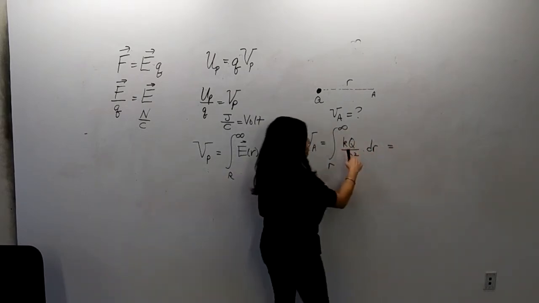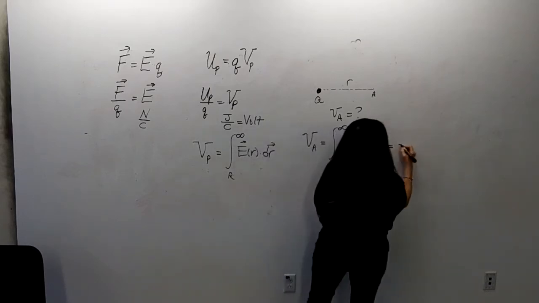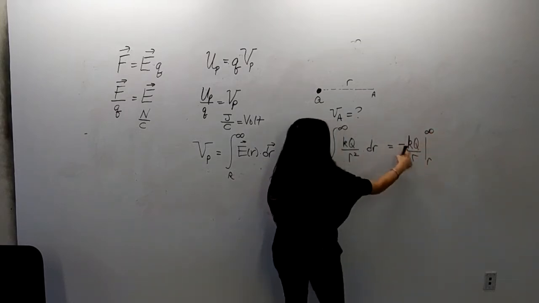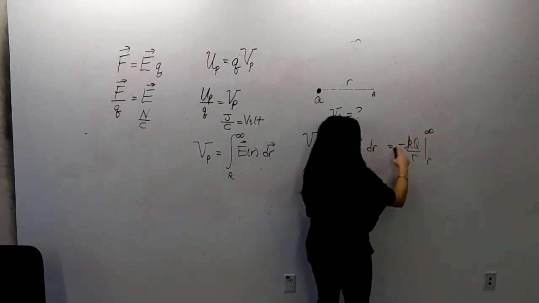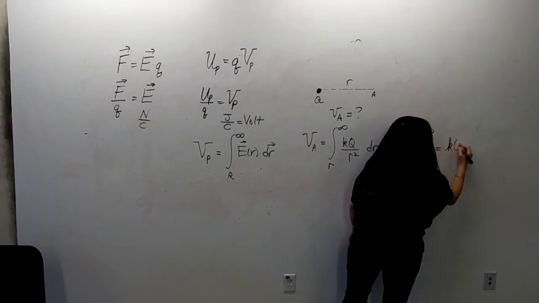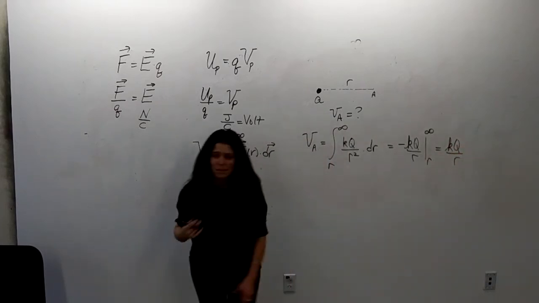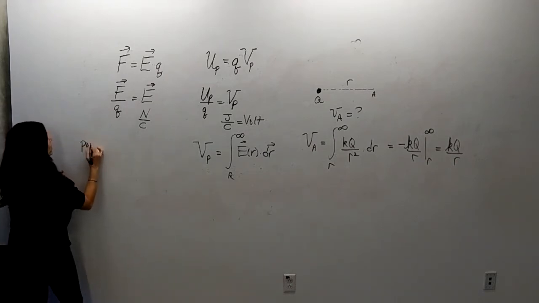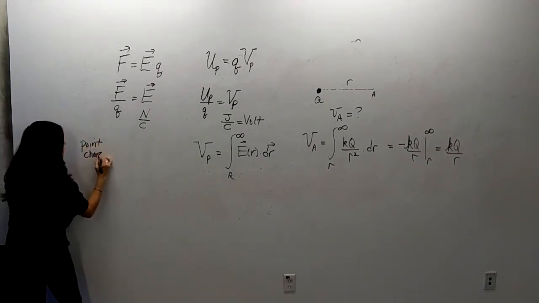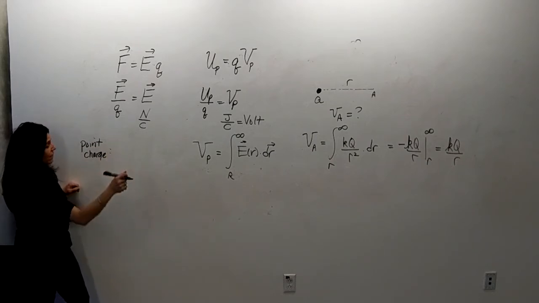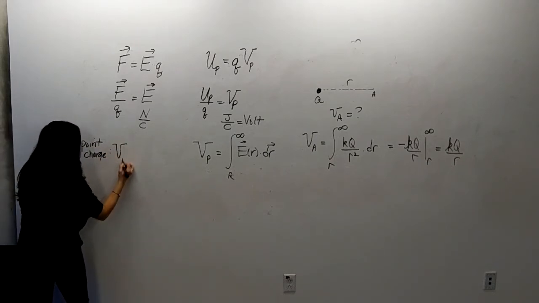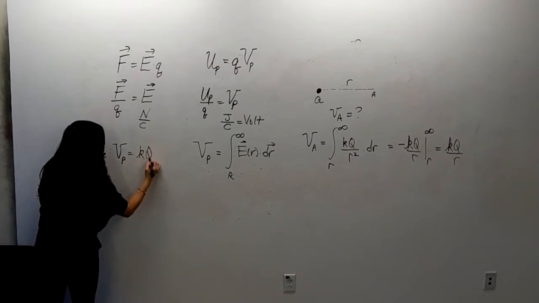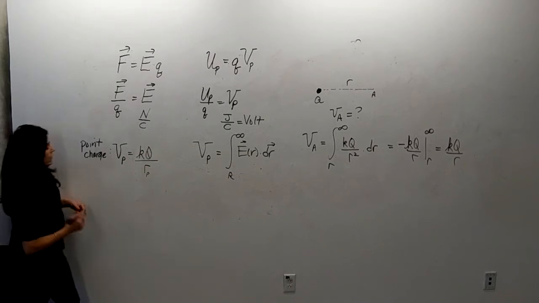And then I can evaluate that integral. The antiderivative of KQ over R squared is minus KQ over R, evaluated from R to infinity. Minus KQ over infinity is 0, minus minus KQ over R equals KQ over R. And that's the potential near a point charge. So I'm going to write that over here. For a point charge, a distance r away from the point charge, the potential relative to infinity is going to be equal to kq over r at point P.